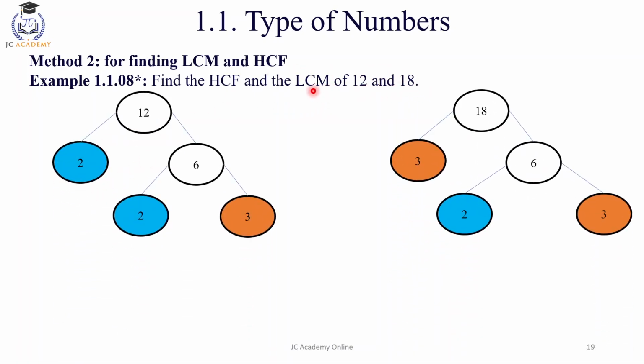So this method involves trees. What we do is draw two nodes and we have the numbers on each node, 12 and 18, and we break them down. So in order to find the prime factors, we do 12 divided by 2 equals 6. In other words, 6 times 2 equals 12.